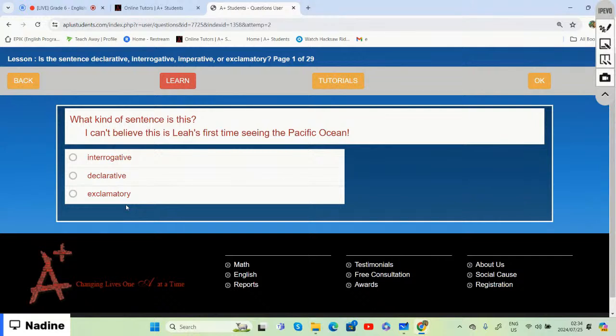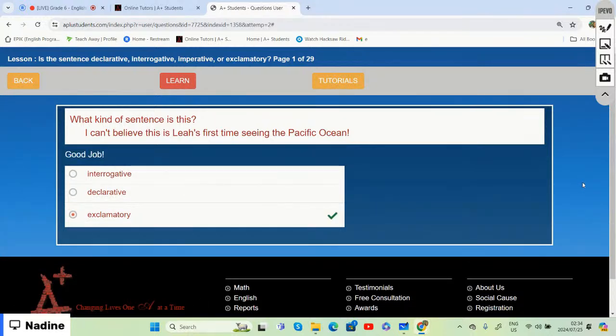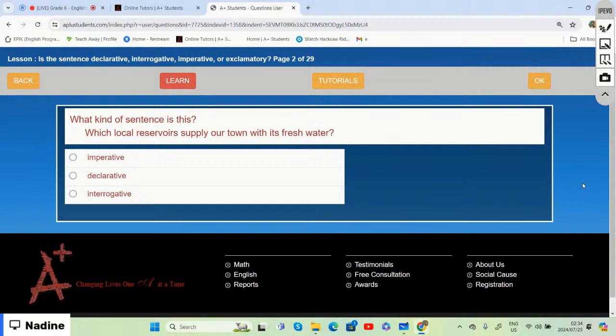All right, so if we look at the kind of sentence, it says, I can't believe this is Leah's first time seeing the Pacific Ocean. If we were to choose the correct option, yes, we will choose option three, which is exclamatory, which means that whoever is saying that is quite excited. They're showing strong feelings, right?